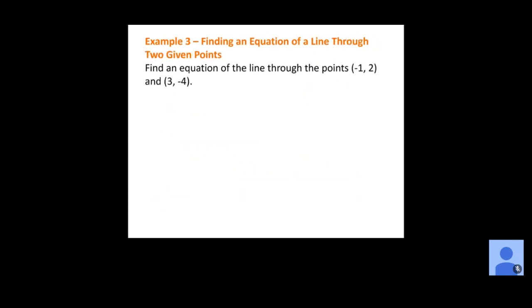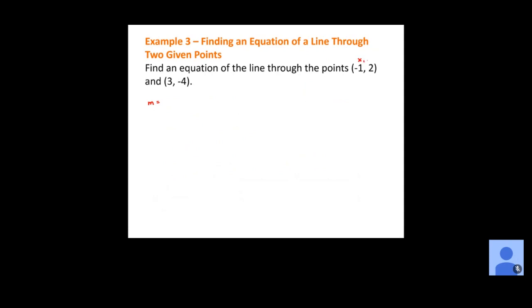All right. So now we want to find the equation of a line that goes through these 2 points, (-1, 2) and (3, -4). So what's the first thing we're going to need to do to be able to find the equation of that line? We got to find the slope. Good, right? So let's use our slope formula here.